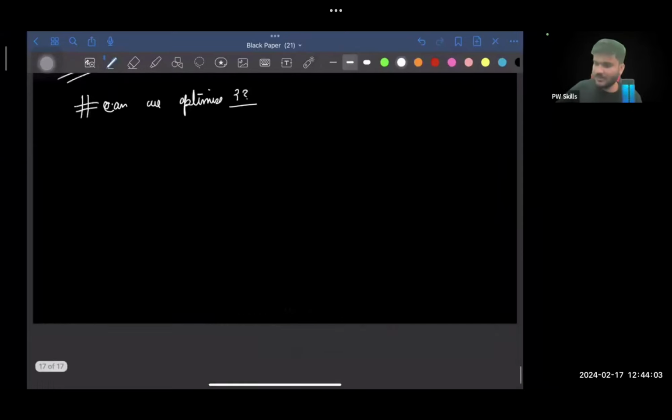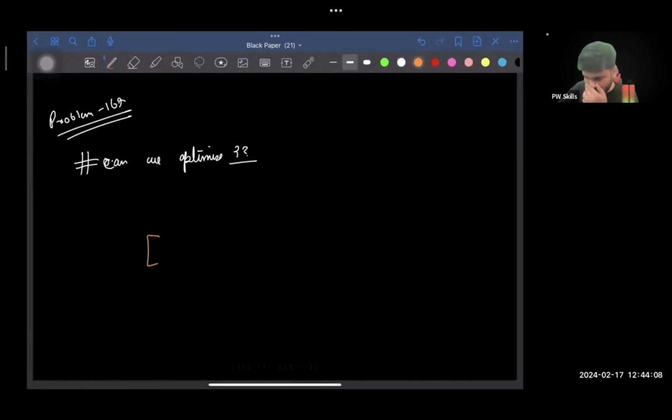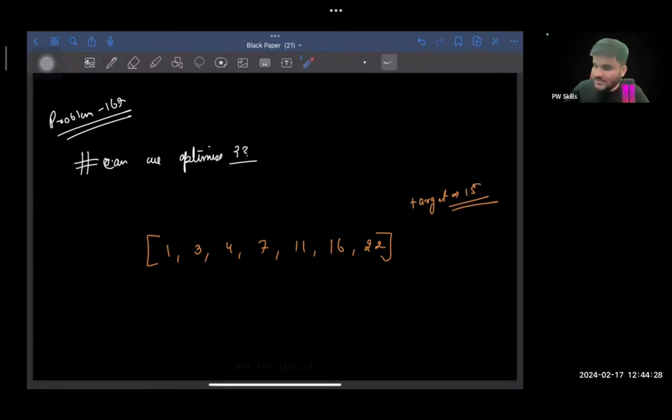So, how about, let's say, you have an array like this: 1, 3, 4, 7, 11, 16, 22. And let's say the target is 15. Now we know that this is an array in ascending order always. What we can actually do is, instead of finding all possible pairs, we can find the pairs a bit smartly. How can we find a pair a bit smartly? Think about it like this.